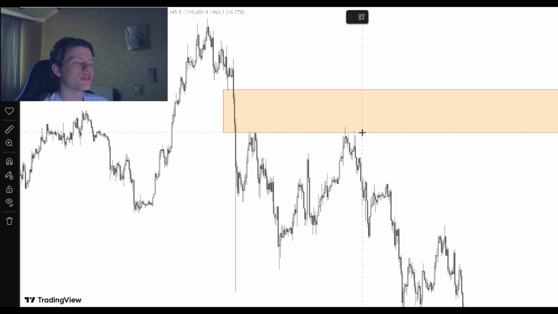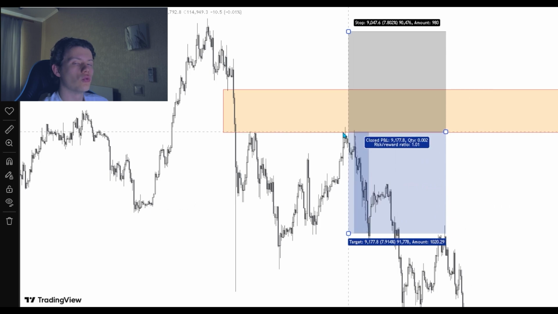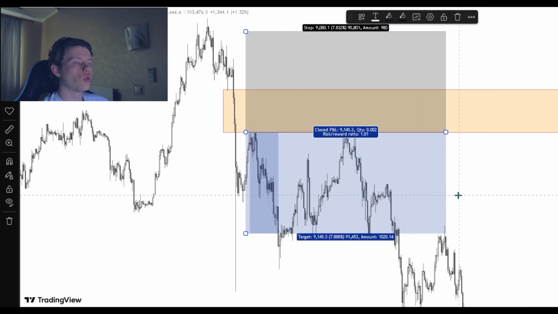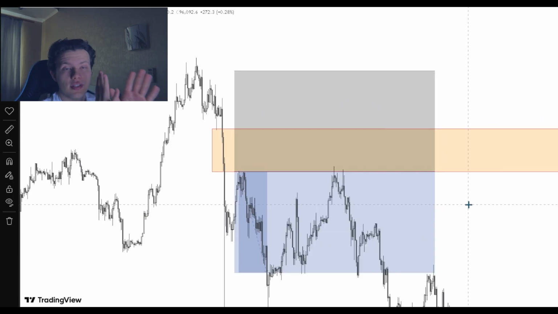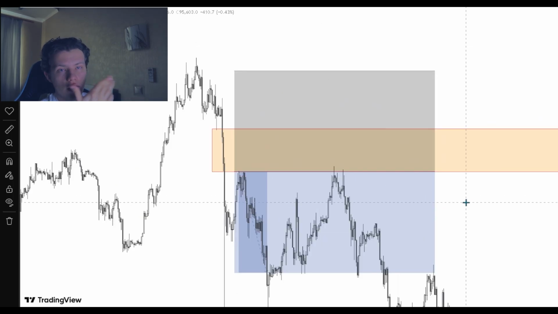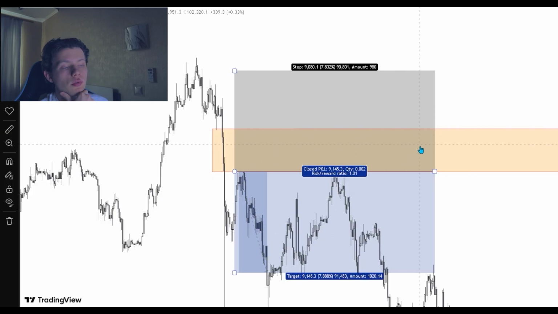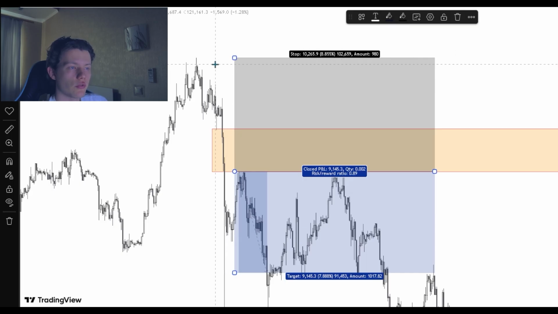We are entering from the edge of the FVG to cut our risk. And we need two things: take profit and stop loss. This is the stop loss, this is the take profit. So we need to determine our stop loss. We can place it in several ways. The pool of liquidity, for example here, here and here.